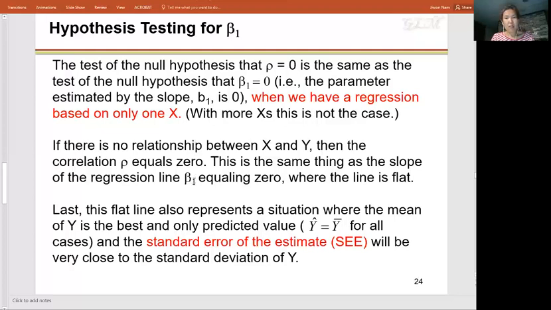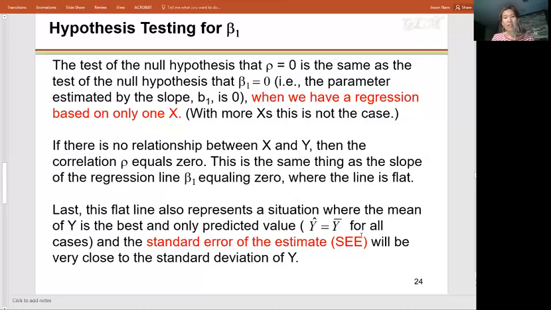Likewise, beta 1 equals 0 means no effect on the Y outcome. Okay, it means your slope is 0. Your slope is 0 means your regression line is flat. You remember the XY coordinate. Your slope is 0 means that your line is flat. Okay, if that happens, SEE is very close to the standard deviation of Y. Sy is the standard deviation of Y.